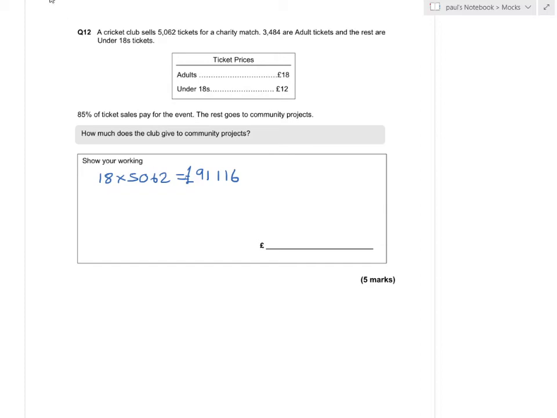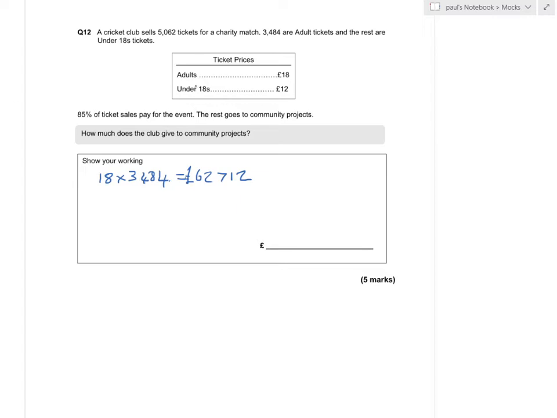Oh no, I've done that wrong, haven't I? I've done the whole lot, haven't I? Okay. Adult tickets. 3484. So we need 18 times 3484, which is £62,712 for the adult tickets.